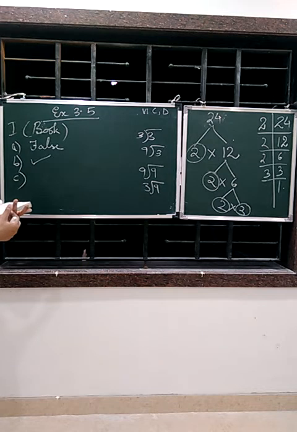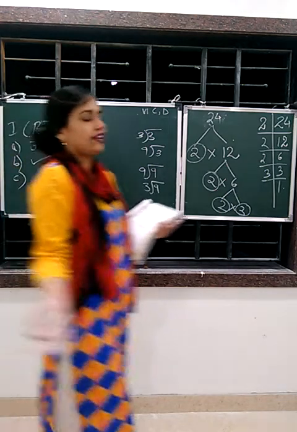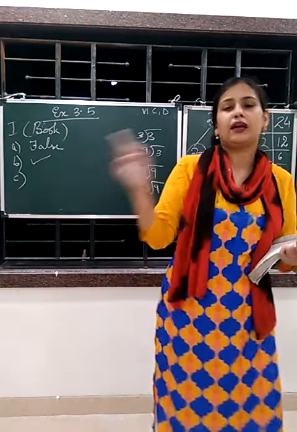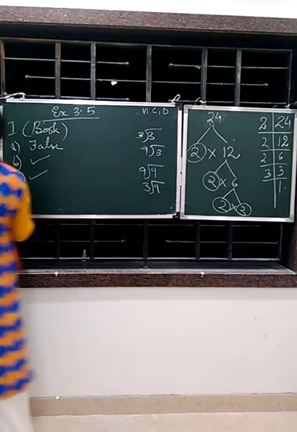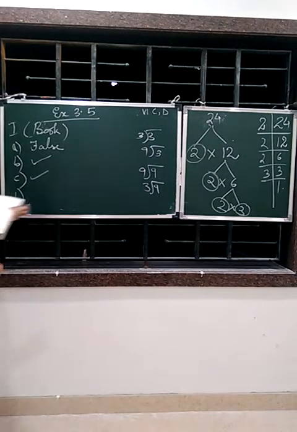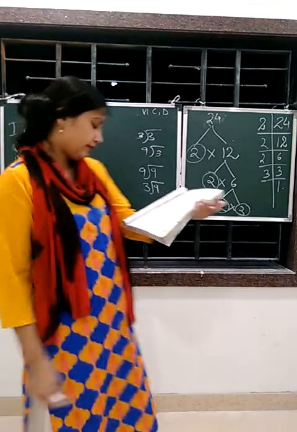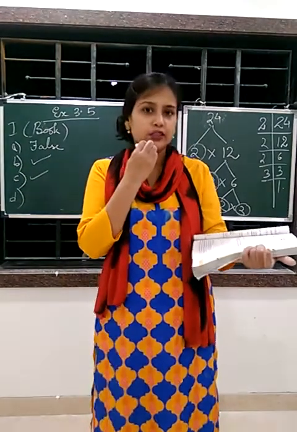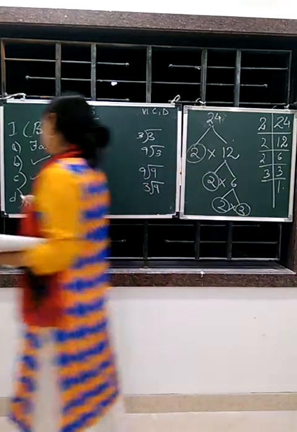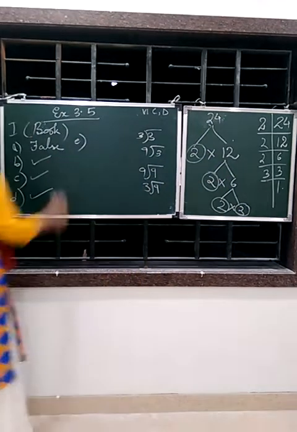Then if a number is divisible by 18 if it is divisible by both 3 and 6. Yes, because 3 6s are 18. So you can say the divisibility rule of 18 is, if a number is divisible by both 3 and 6, it is divisible by 18. So answer is true. If a number is divisible by 9 and 10 both, then it should be divisible by 19. We did this property. 9 10s are 90. So yes.